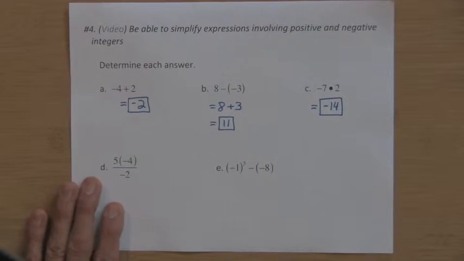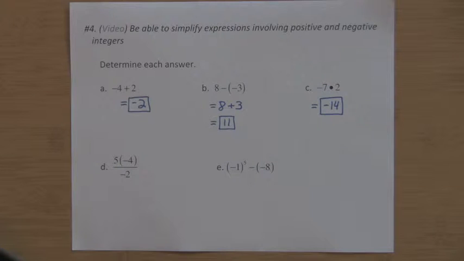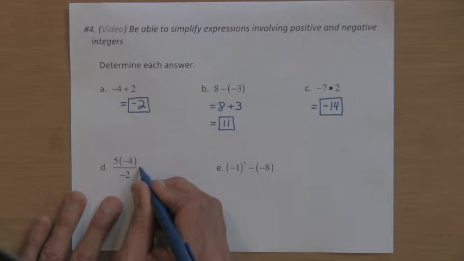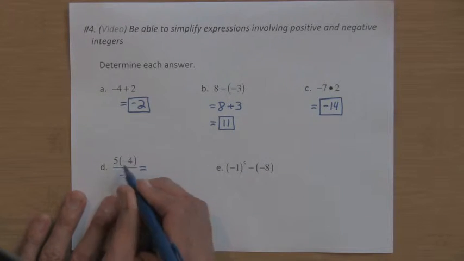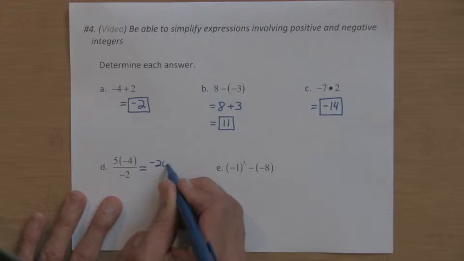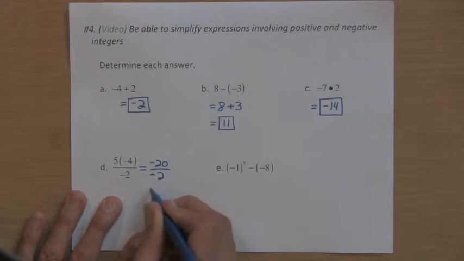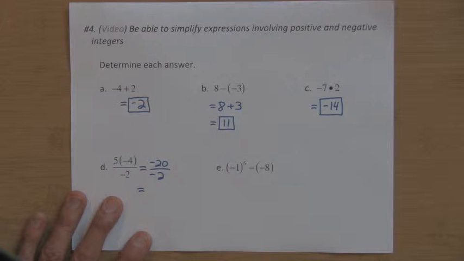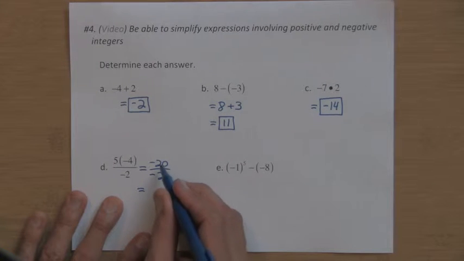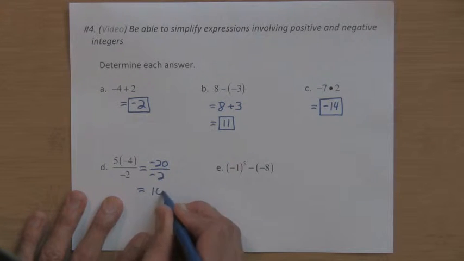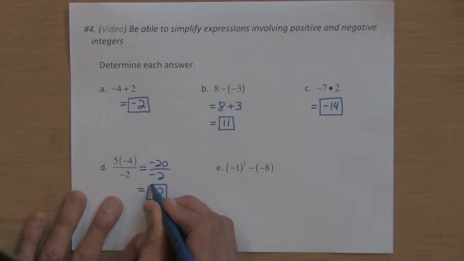Letter D, it's a fraction and you have some work to do on top before you can divide by negative 2. So first take care of what's on top of that fraction. 5 times a negative 4 is a negative 20. So it becomes a negative 20 divided by a negative 2. And dividing two negatives gives you a positive, and 20 divided by 2 is going to be 10. So that's the simplest form.